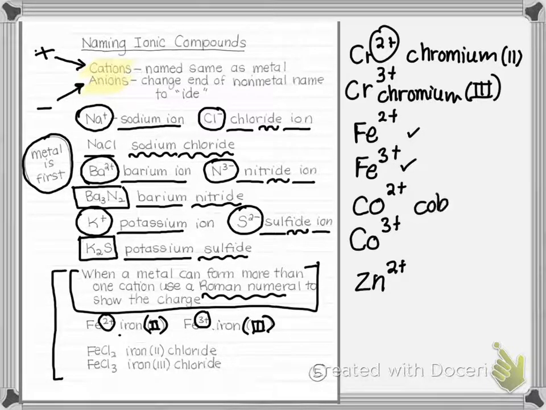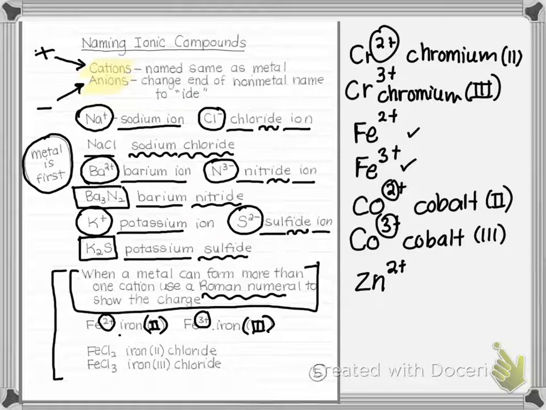But this would be cobalt with a Roman numeral 2, because there's a 2, and this would be cobalt with a Roman numeral 3. And then zinc wouldn't have to have a Roman numeral because it only has 1.